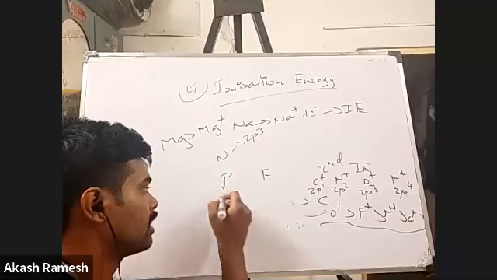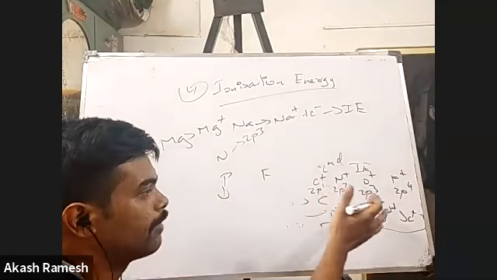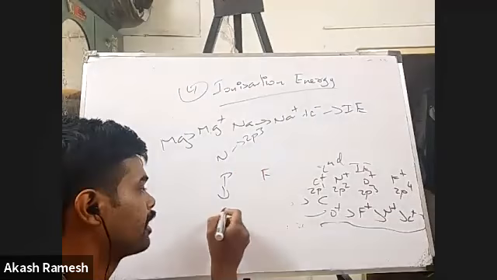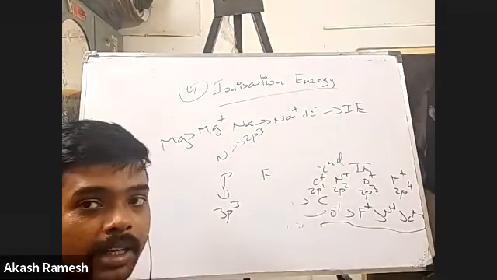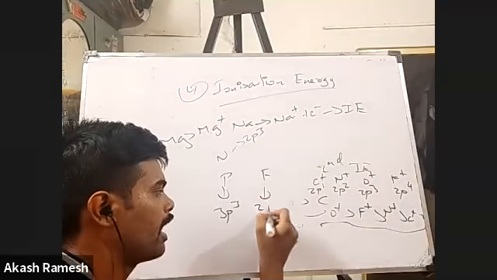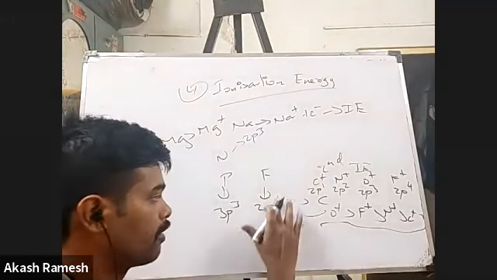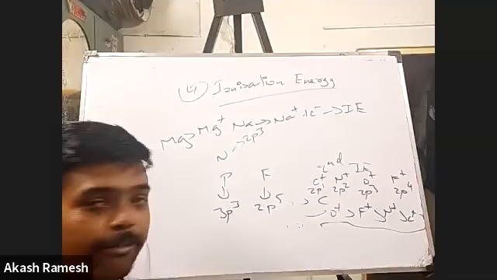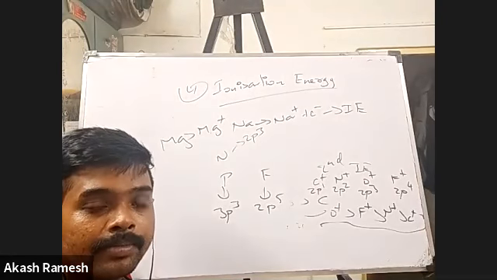So now please look at this. Nitrogen will have 2p3, so definitely phosphorus would have 3p3. I told you how the electronic configuration varies down the group. So now it is going to be 3p3, and fluorine is going to have 2p5. Now tell me which is going to have more ionization energy.